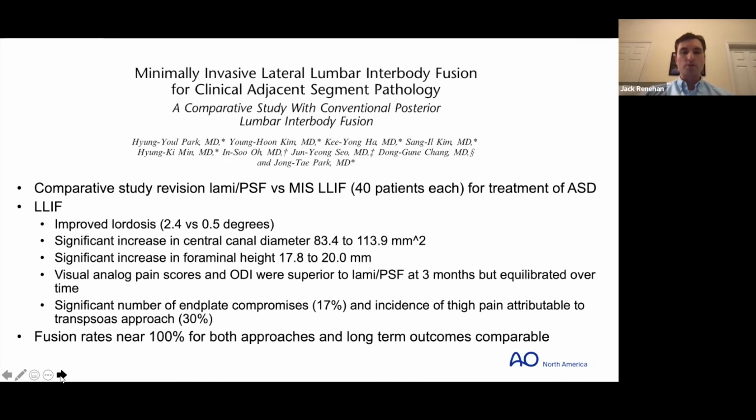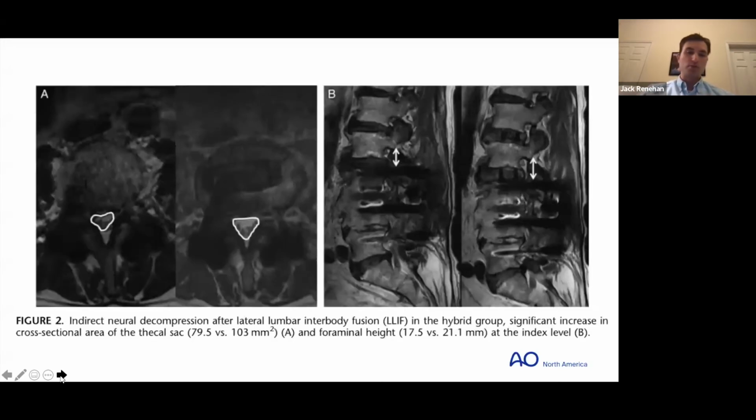In both groups, they improved significantly, but in the MIS lateral interbody group, at 3 months, they were doing better all the way up until 3 months. And then things started to equilibrate a little bit. And after that, things were pretty much the same.